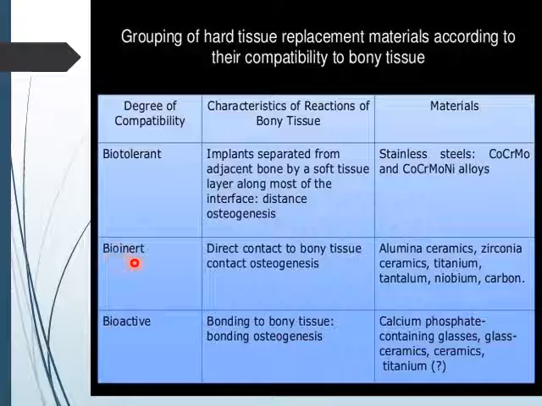Bioinert materials: direct contact to bony tissue, contact osteogenesis, like alumina, ceramic zirconia, ceramic titanium, tantalum, and niobium or carbon. Bioactive materials: bonding to bony tissue, bonding osteogenesis. Materials like calcium phosphate containing glasses, glass ceramics, and ceramic titanium.